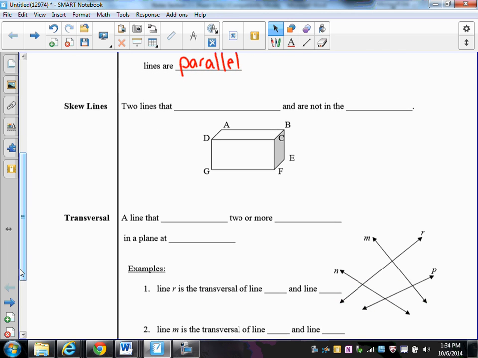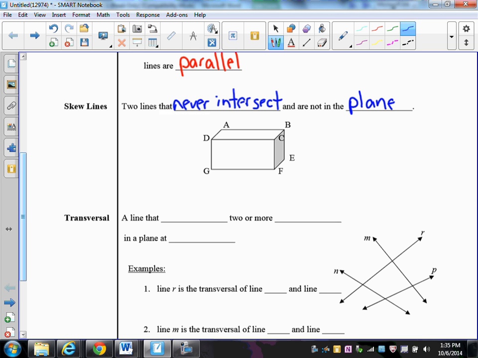Another thing that's important are skew lines. Skew lines are like parallel lines because they never touch. They are two lines that never intersect. The difference between skew lines and parallel lines is that they are not in the same plane.